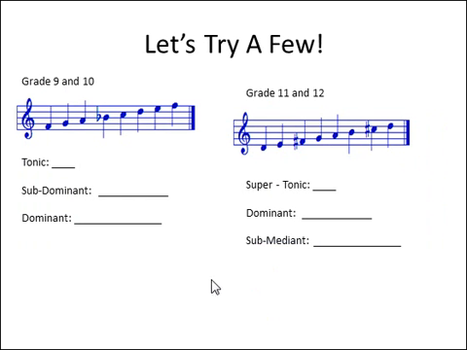All right, so let's try a few. So we're back to having this little F major scale. What's the tonic of F major? So what's the 1? All right, it's F. And then subdominant, so it's 4. And just like with our intervals, don't forget to count the note you start on. So our subdominant is B flat. And then 5: 1, 2, 3, 4, 5 is C.